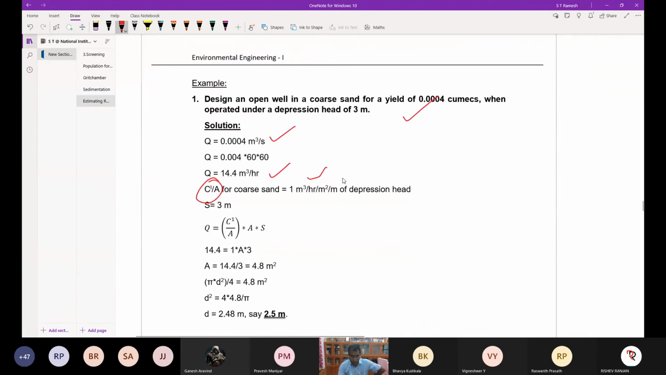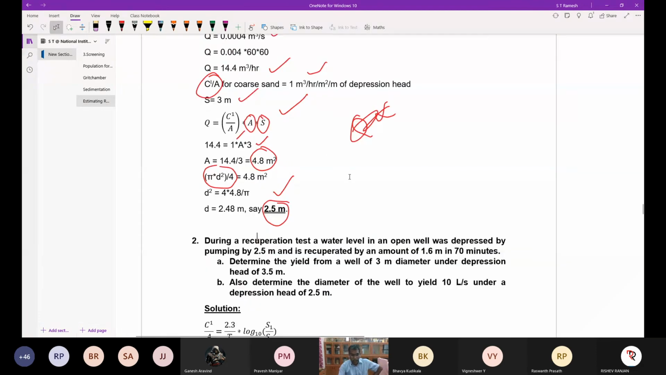I have used 1 meter cube per hour per meter square per unit depression head. S is directly given as 3 meter. So I can calculate Q is equal to C dash by A into S. Q is already known, C dash by A is equal to 1 from the tabular column, A is the unknown factor, and S is 3 meter. For a circular well, A is pi d square by 4, and thereby the diameter of the well can be calculated as 2.5 meter. Is it fine?